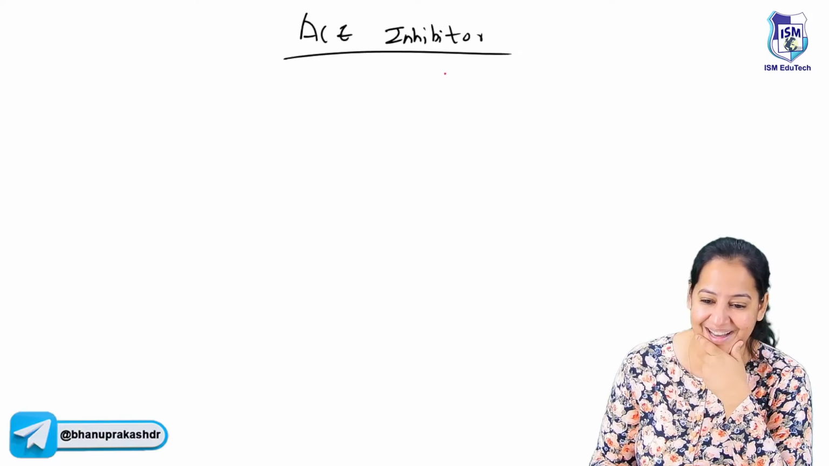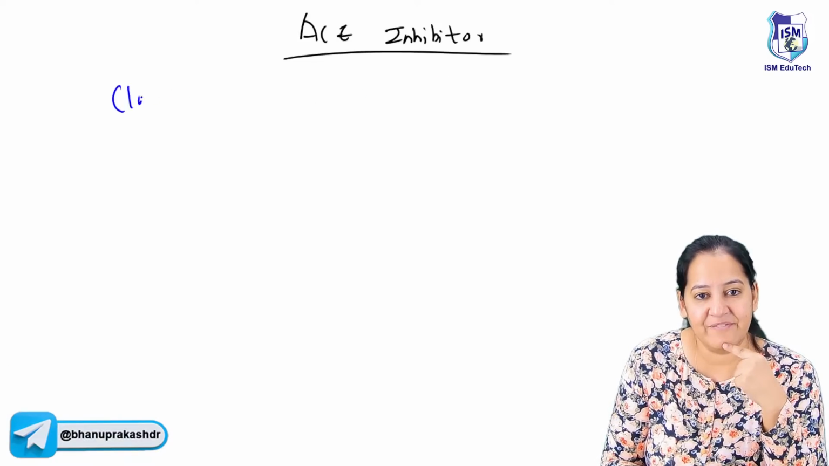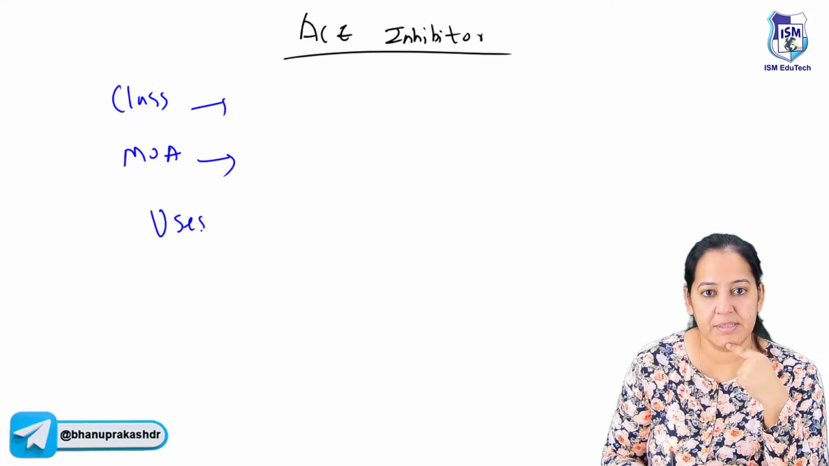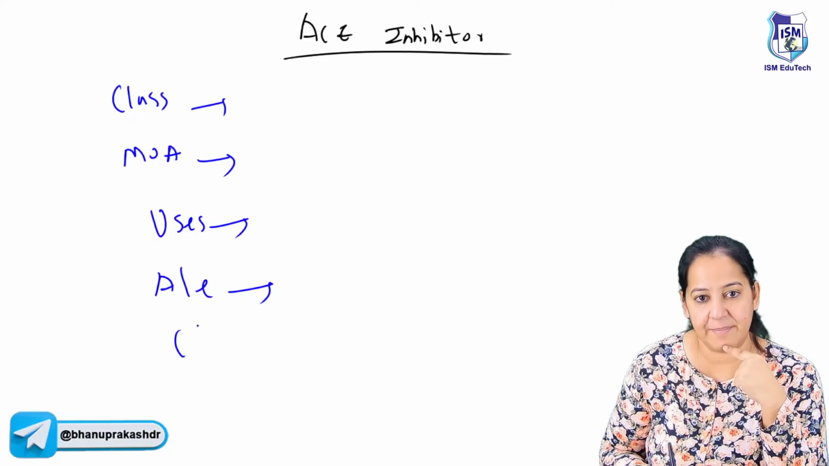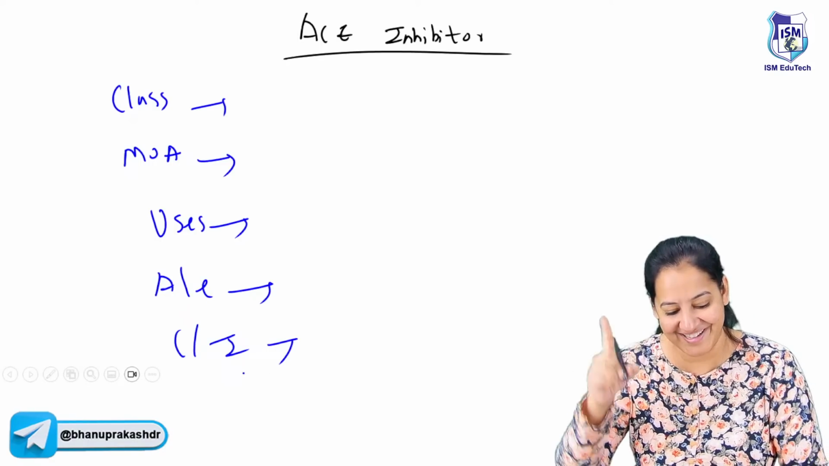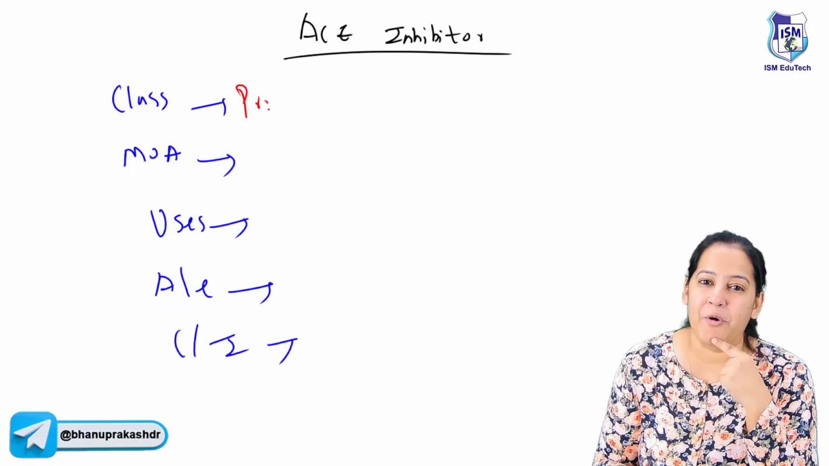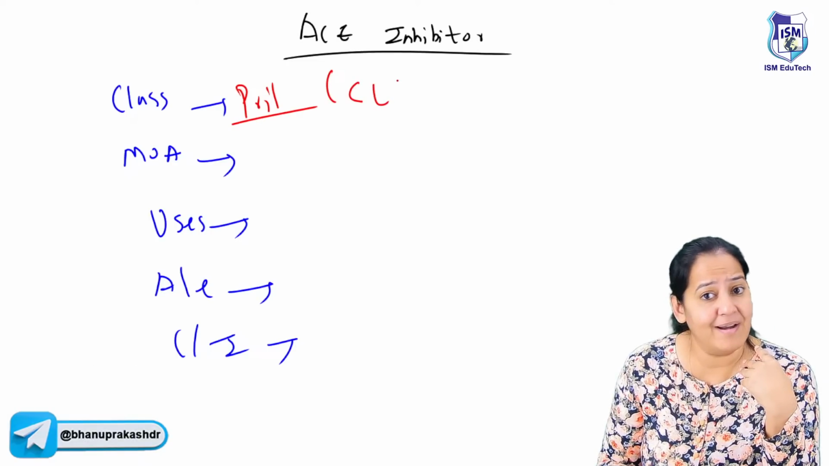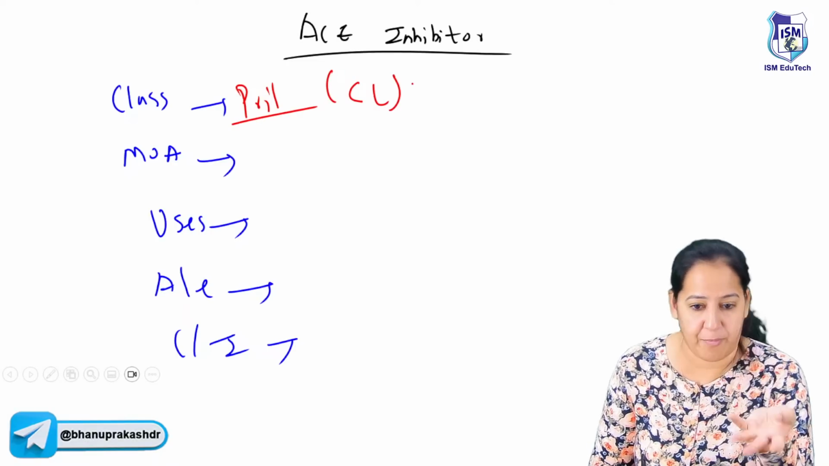Got it? So tell me the classification, tell me the mechanism of action, tell me the uses, tell me the adverse effects, tell me the contraindication. Revise it in 1 minute. Classification: all the prils are ACE inhibitors. Learn two things. Captopril and lisinopril are not prodrugs and the rest are all prodrugs. Questions come on this.